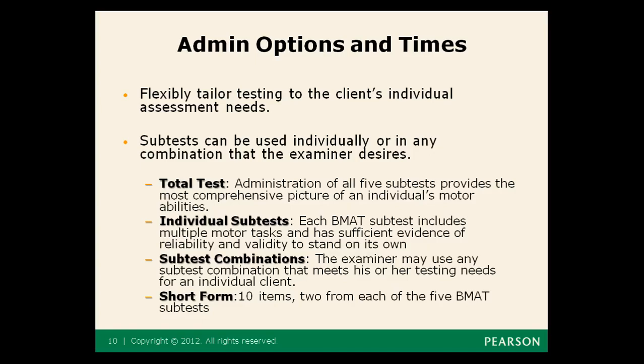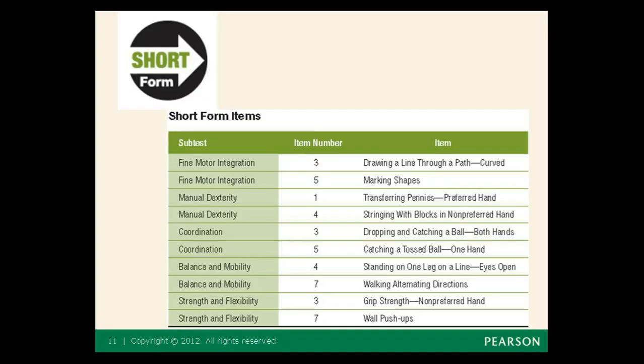And with the short form, I do have a little bit listed here, but basically let's look at this in more detail on the next slide. So the short form is the final option of administration. And it is exactly what the name implies. It is a short form, and it only has 10 items. There are 2 items from each of the 5 BMAT subtests. So it typically takes between 15 to 25 minutes to administer.